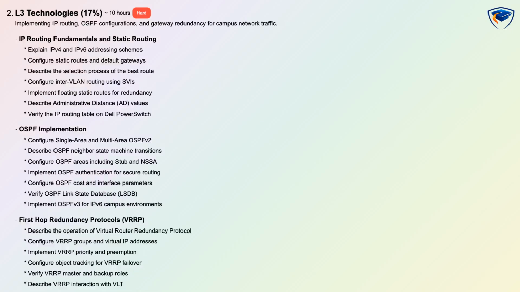L3 Technologies carries 17% of the exam, is hard, and has an estimated 10 hours of study with scenario-based assessment questions. You will cover IP routing fundamentals for both IPv4 and IPv6, static routing, default gateways, inter-VLAN routing using SVIs and floating static routes for redundancy, plus administrative distance concepts and route selection.